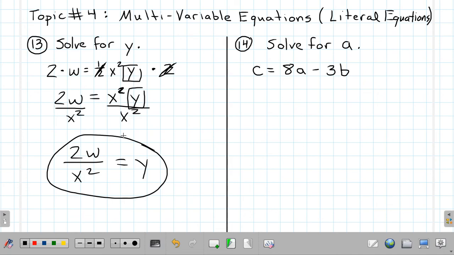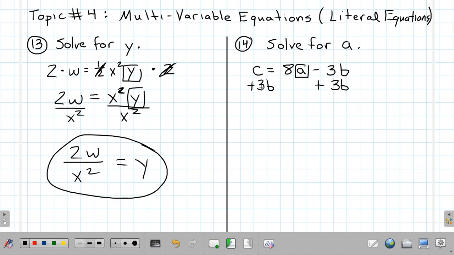And then we go to number 14. In this case, we have c is equal to 8a minus 3b. And it says we need to solve for a, so this is what we need to solve for. Well, what are we doing to a? We would multiply times 8, then subtract 3b. Once again, we don't care what b is. We don't care what c is. We just know that they're numbers, and we focus on a. a is the variable we want to solve for. So if we're multiplying times 8, then subtracting 3b, then in reverse order we need to add 3b.